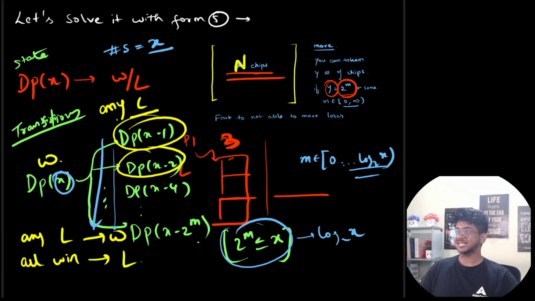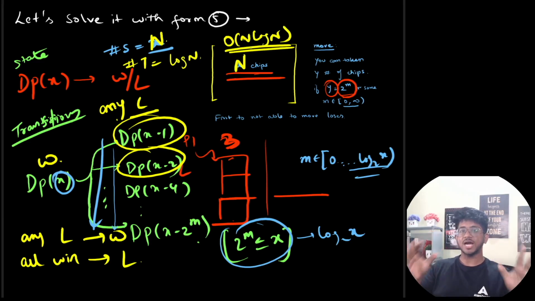We can call this N as well. N chips are given at the start. And the number of transitions in general is going to be order log N. So in total, we will have order N log N as time complexity. Is that clear to everyone? We have the number of states as N, because that many chips can be at most there.